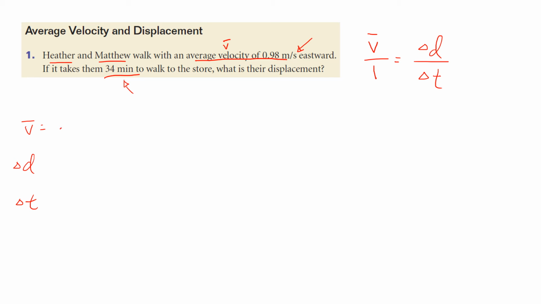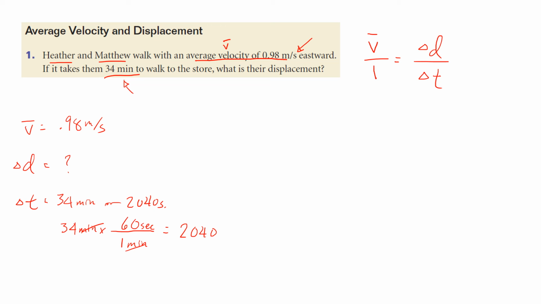So our V is 0.98 meters a second. Our D is our I don't know. And our T is 34 minutes. So we can convert 34 minutes to seconds, right? I'm going to do a fancy fraction called a dimensional analysis. So for every 1 minute, I got 60 seconds, right? And notice that minutes cancel out. So really, 34 minutes is actually 2040 seconds, right? So here, 2040 seconds. Fine. So now all we got to do is plug in.